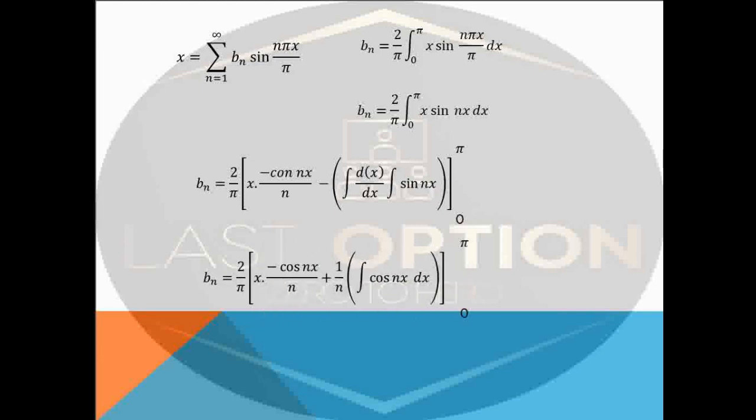So the differentiation of x with respect to x is 1, and the integration of sine nx is minus cos nx by n, and minus and minus become plus. So here 1 upon n integration of cos nx, and we know integration of cos nx is sine nx by n, and here n is multiplied by n, giving 1 upon n square sine nx. So Bn is equal to 2 upon pi, bracket, minus x cos nx upon n plus 1 upon n square sine nx, from 0 to pi.